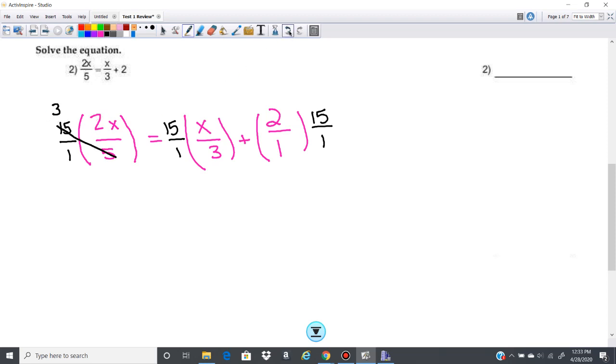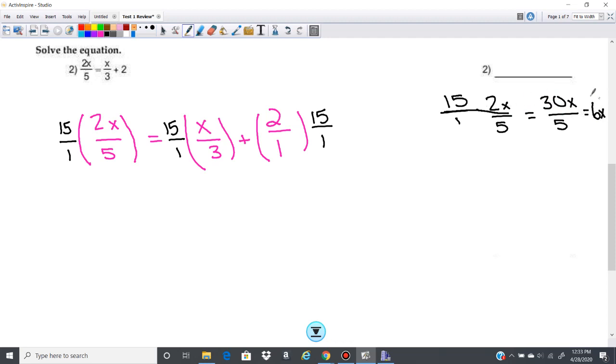Now the reason why I can do that, take a look at this. Let's say I do it this way. I have 15 over 1 times 2x over 5. Well, let's just say I do the traditional multiplication here, and I do 15 times 2x, that gives me 30x, and then 1 times 5 gives me 5. Well, then I could reduce that. 30 over 5 gives me 6x.